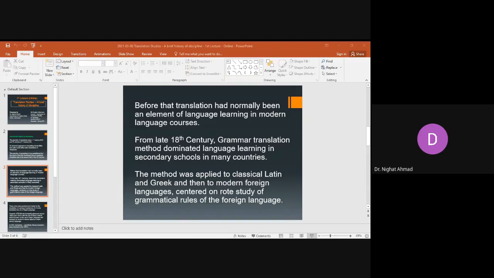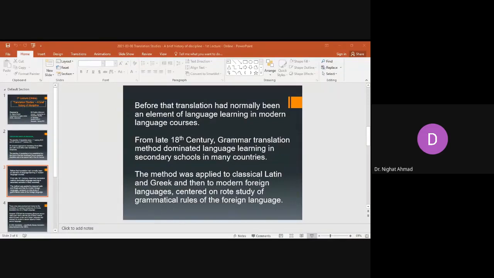So this translation as a strategy was used in language learning in schools in many countries. It started from the 18th century as a method. Then, as I said, the method was applied to other language learning courses, especially classical Latin, and apart from what I just said, for translating the Bible. This grammar translation method was also applied for learning classical languages like Greek and Latin, and then moving on to learning other modern foreign languages as well.